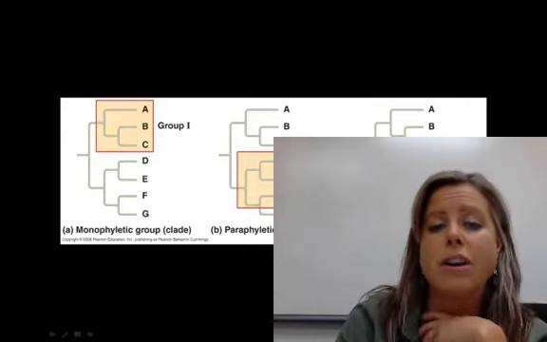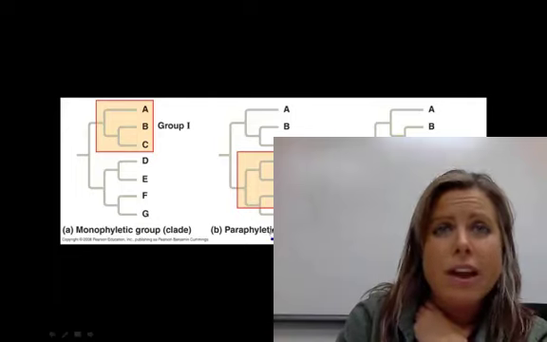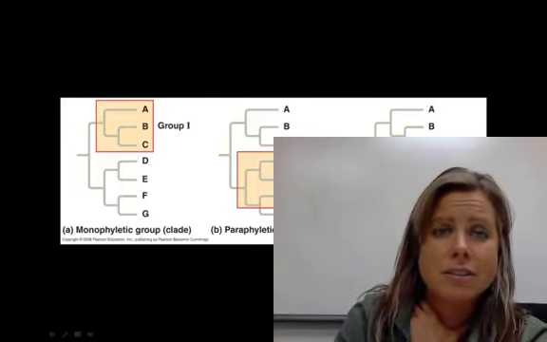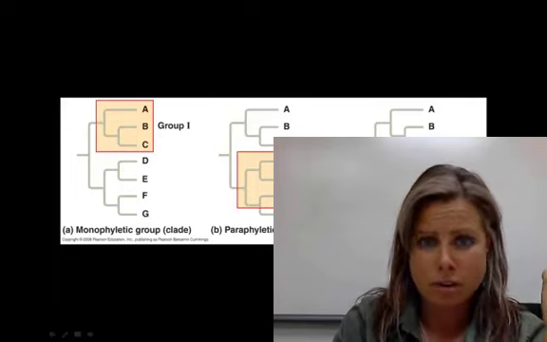Okay, the next, if we were talking about D, E, and F, that would be called a paraphyletic group. The reason it's called paraphyletic is because we've included most of the descendants of that ancestor, but we've left out one of them. So that's very indicative of a paraphyletic group.